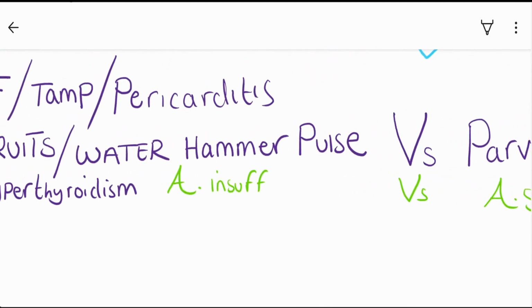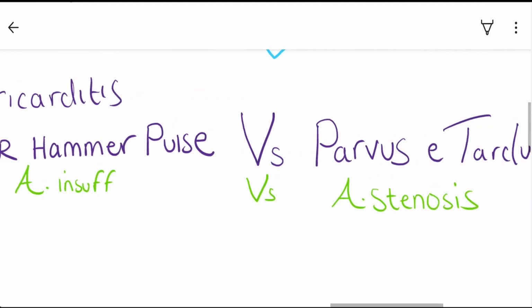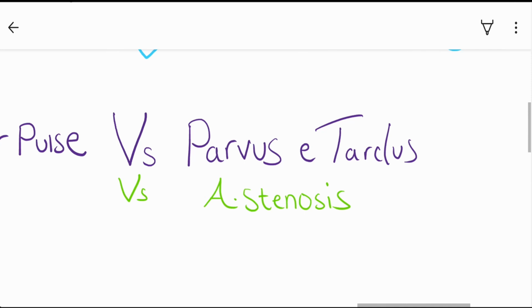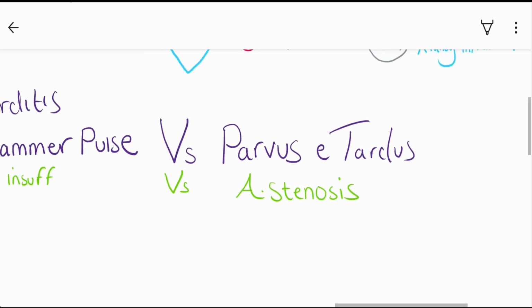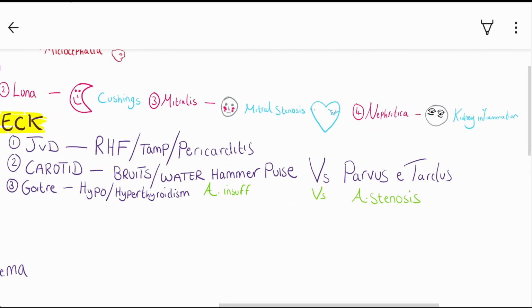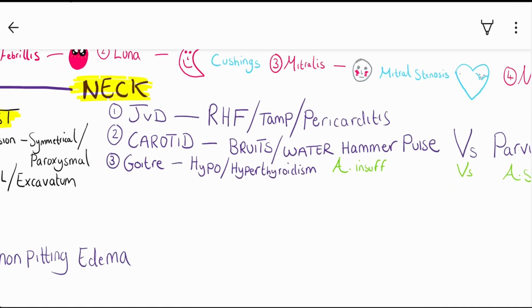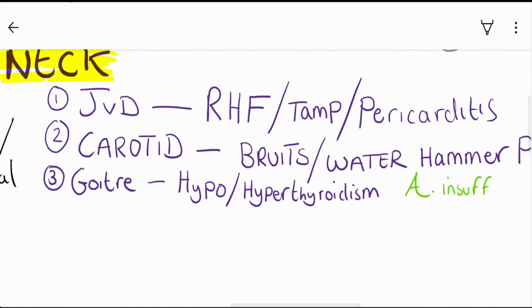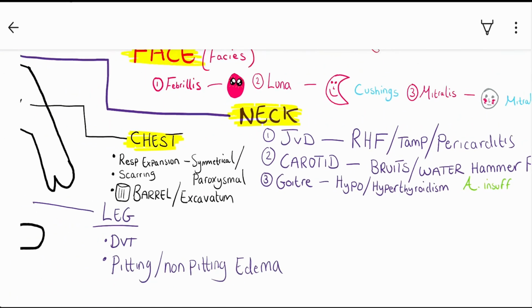water hammer pulse, a type of pulse where we have this sharp increase and decrease, which is aortic insufficiency. Pulsus parvus et tardus, this is in the exam we've seen, which is Latin, I think. I think it's to do with like early and late. It's something, the meaning is something like this. Aortic stenosis would be a causative agent of this. And goiter, like I mentioned, it could be hypo or hyperthyroidism.